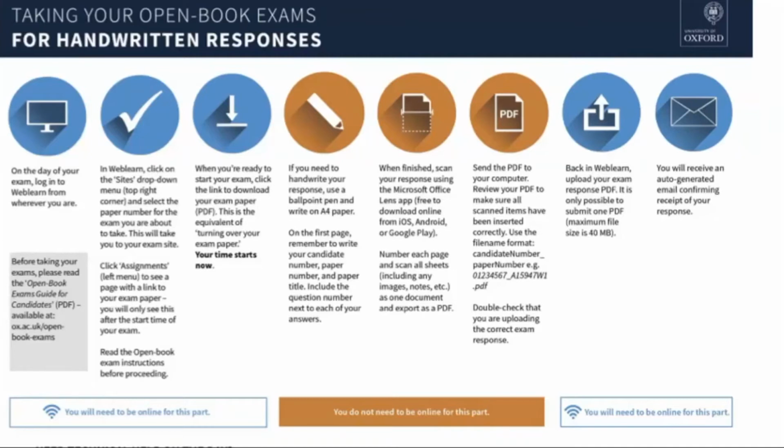And again, they have a specific instruction for those who opt for handwritten response. So they will have to download an app, the Microsoft Office Lens app. Maybe the people from computer science can let me know whether perhaps these particular apps will help read whatever handwriting you have. It will transform it to something that's legible for the examiners to check. That's my gut feeling about what this app is all about.